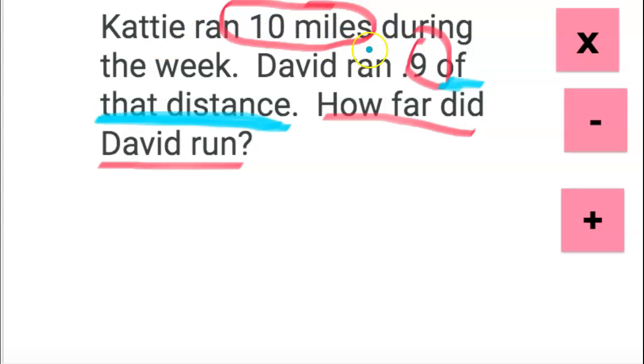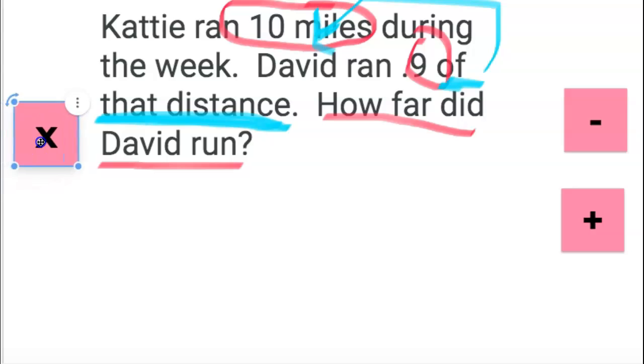Okay, if you are finding a decimal of a number, so 9/10 is a decimal, if you're finding a decimal amount of a number, then what you need to do in order to do that is you're actually going to multiply. So if I was finding, and this works for decimals or fractions, you can find this by multiplication. So if I was finding 25 hundredths of something, I would multiply that something times 25 hundredths. If I'm finding 9/10 of something, I'm going to multiply that number times 9/10. So this is going to be multiplication.